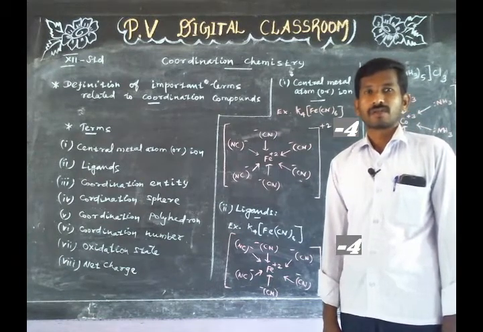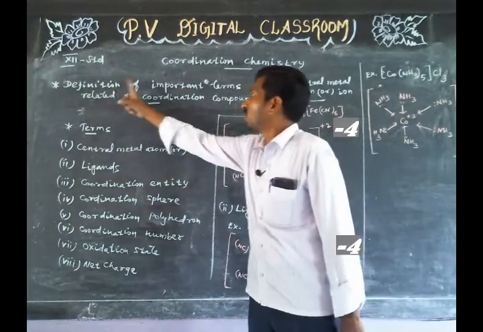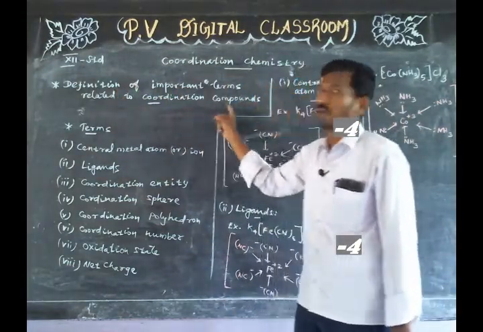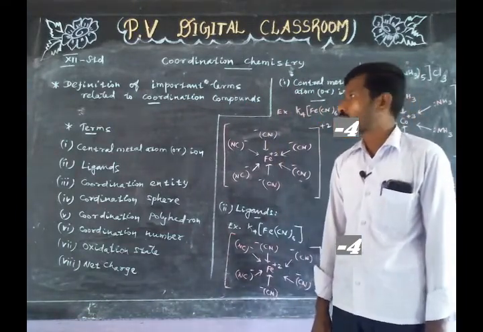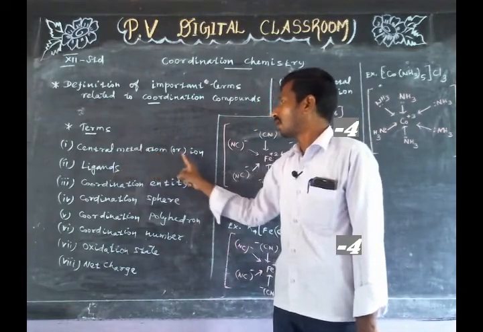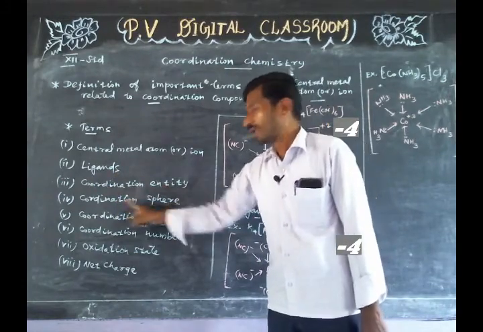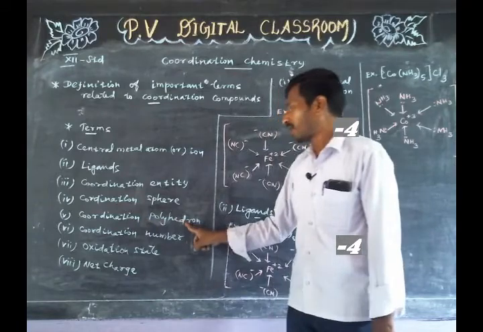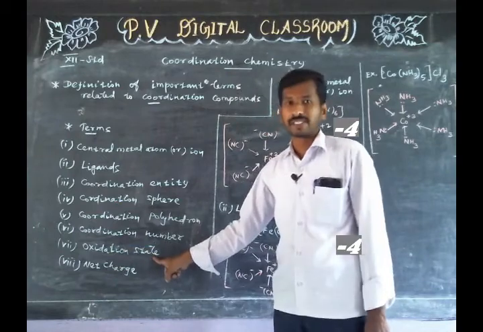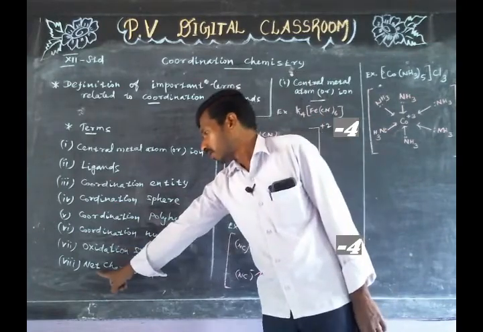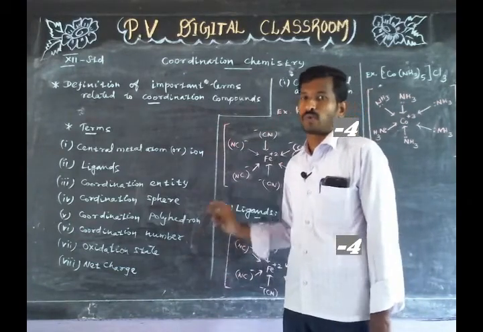Good morning, students. In this class, we are going to discuss the definition of important terms related to coordination compounds. Various terms that are used in the coordination compounds are central metal atom or ion, ligands, coordination entity, coordination sphere, coordination polyhedron, coordination number, oxidation state of the central metal atom, net charge on the complex. Let us discuss them one by one.